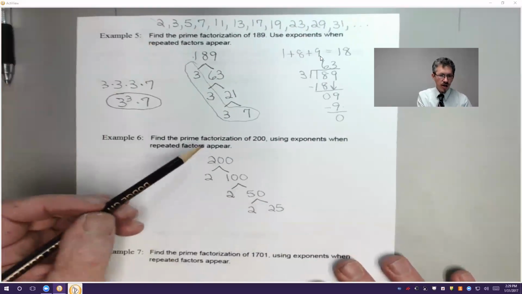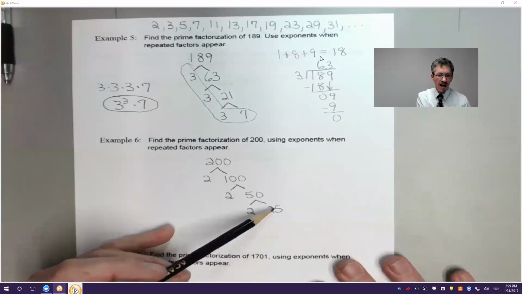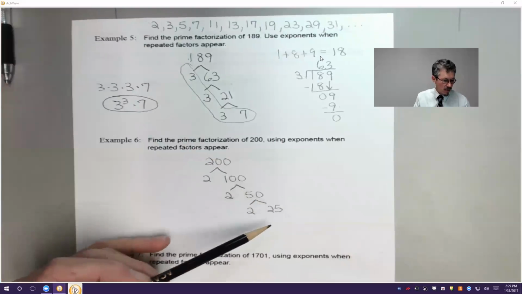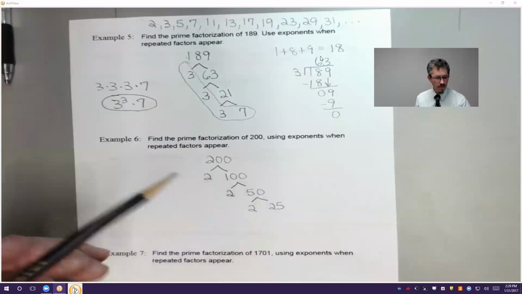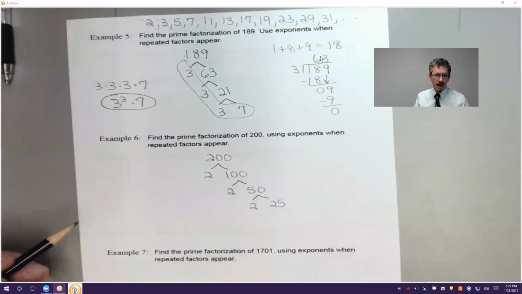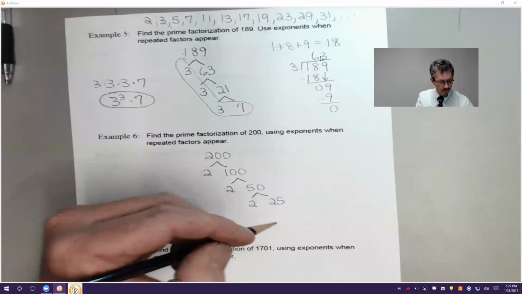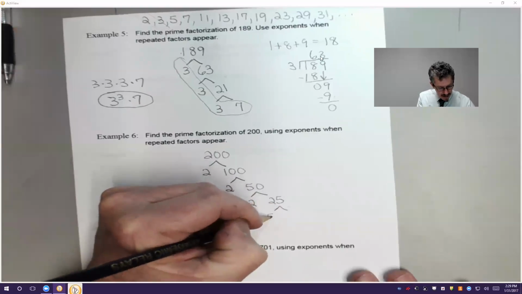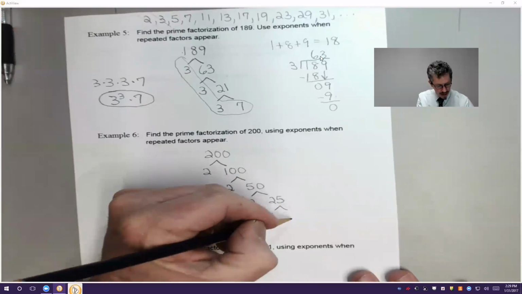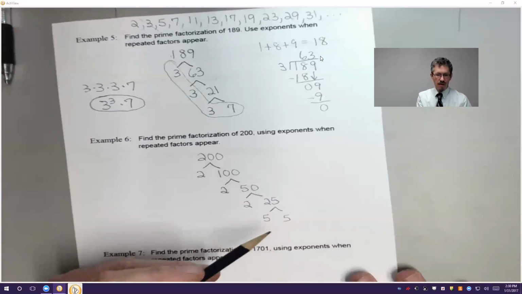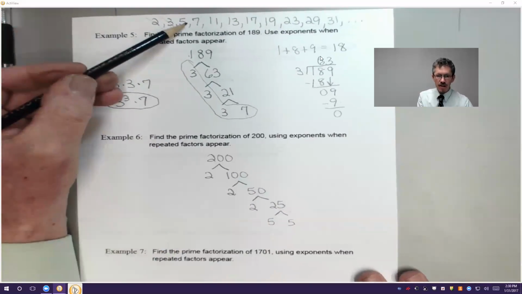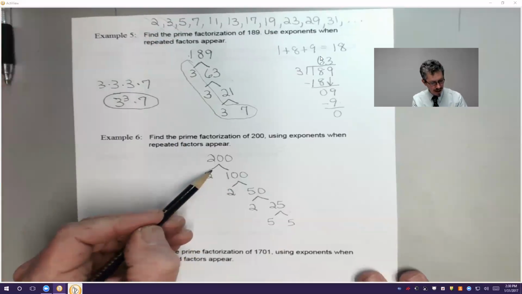Now we try 3. 2 plus 5 is 7. 7 is not divisible by 3, so 25 is not divisible by 3. That one's out. 25 ends with a 5, so we know it's divisible by 5. And when we do so, we end up with 5. 5 is one of the numbers in our list, so we know we're done.